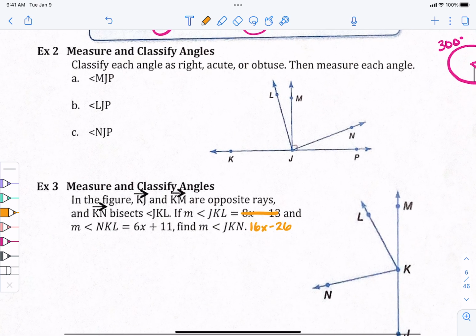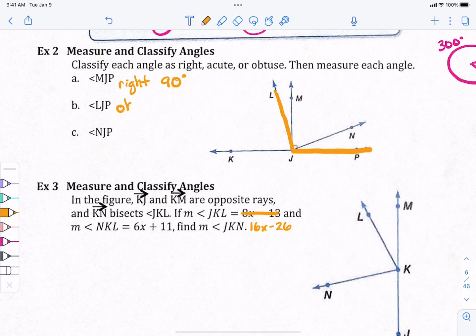Okay? All right, so let's measure and classify. Example 2, classify each angle as right, acute, or obtuse. Then we're going to measure. We're going to classify them first, and then I'll teach you how to use your protractor. MJP is this one right here. It has a little thing in the corner, and that is a right angle. If it's a right angle, we're going to measure it, but we don't necessarily have to measure it. We know that it is exactly 90 degrees, right? The second one is LJP. Obtuse. We're going to measure it in a second and figure out its measure. And then the last one is NJP, this little tiny one. It is acute, okay?